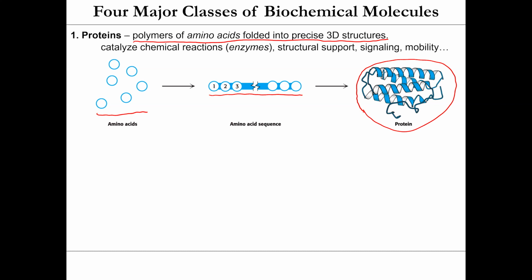So proteins do a lot of different jobs in your body. For instance, they catalyze chemical reactions, so they can change one chemical into another or combine two chemicals, such as joining amino acids into a specific sequence. And proteins that catalyze chemical reactions are called enzymes. Proteins also provide structural support.